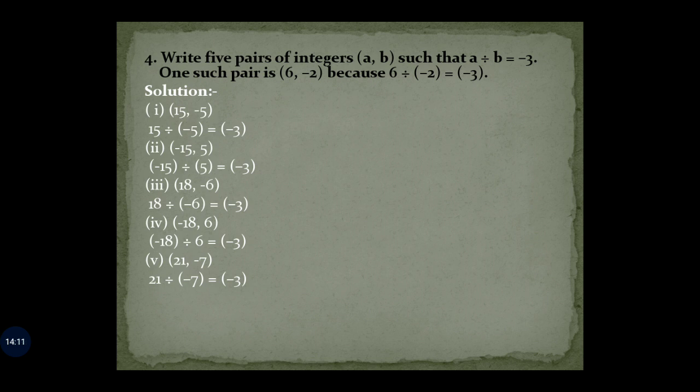Second one, minus 15 comma 5. Minus 15 divided by 5 also gives you minus 3, because here the first integer has the negative sign. Third one, 18 comma minus 6. 18 divided by minus 6 gives you minus 3. Fourth one, minus 18 comma 6. Minus 18 divided by 6 gives you minus 3.